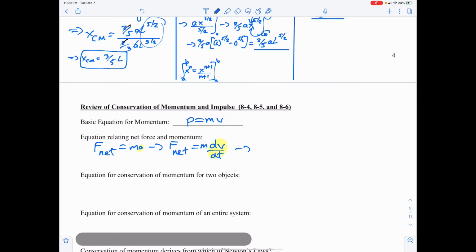Okay, and what is that? Well, if you look carefully, mass times dv would be the derivative of momentum with respect to time. So that is also how we can find the net force, by differentiating the momentum function with respect to time.